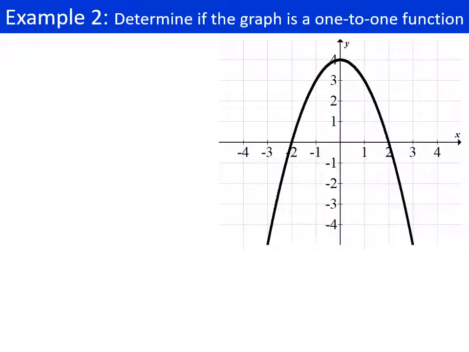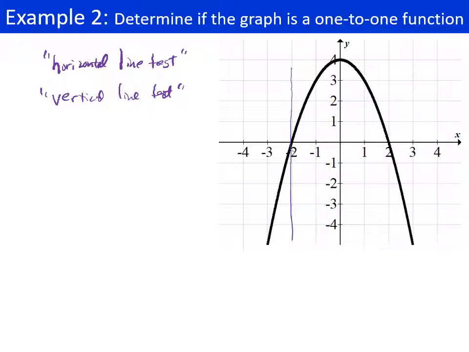Now, if we have a graph, to determine if the graph is one-to-one, we use what we call the horizontal line test. Now remember, the vertical line test was used to determine if it is a function. For this graph, if we put a vertical line anywhere on the graph, it touches in one spot. Therefore, by the vertical line test, this is a function.